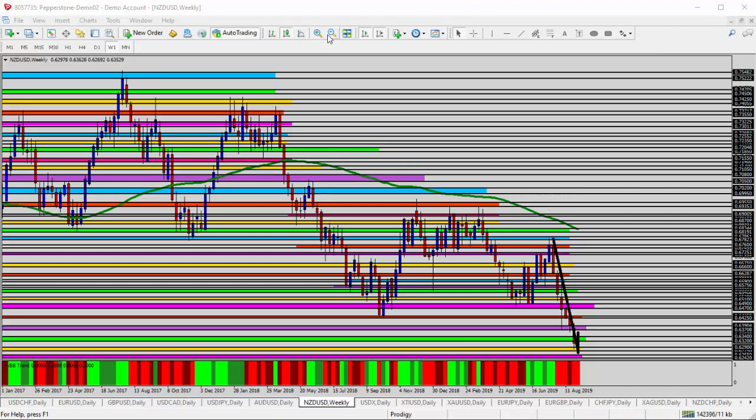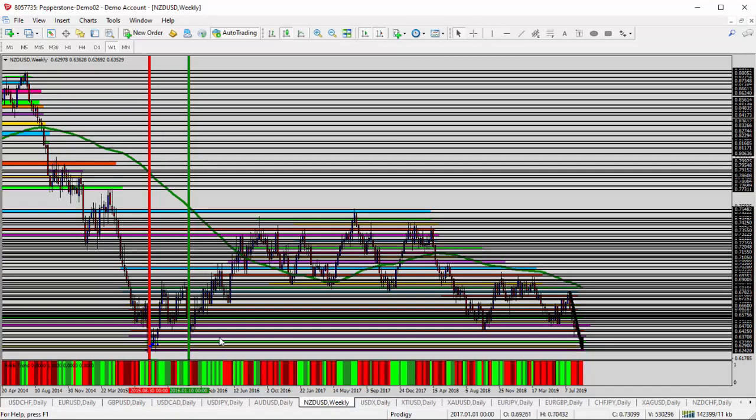Let's zoom out one more time. And you can see the lows all the way back here into January 2016, and 2015 was the last time we saw the New Zealand dollar down into these price levels. So it's a significant historic low that we are achieving here on the New Zealand dollar.